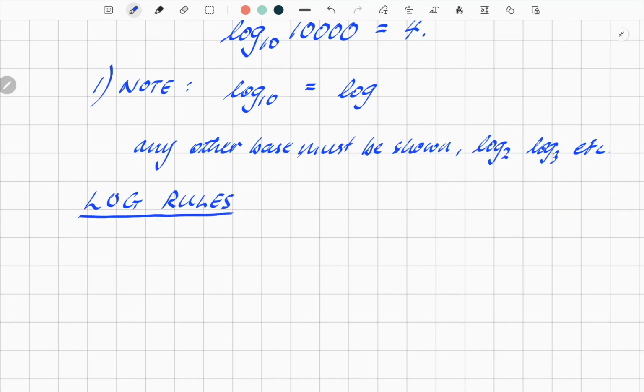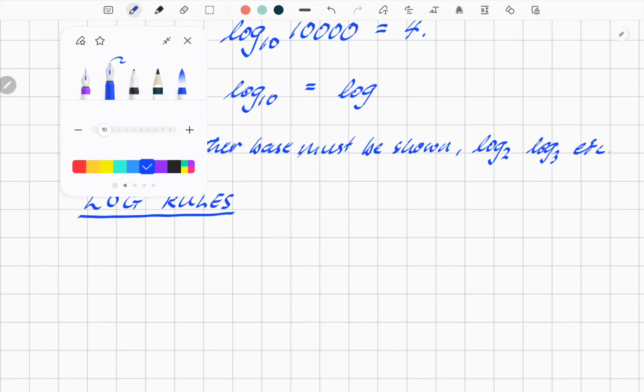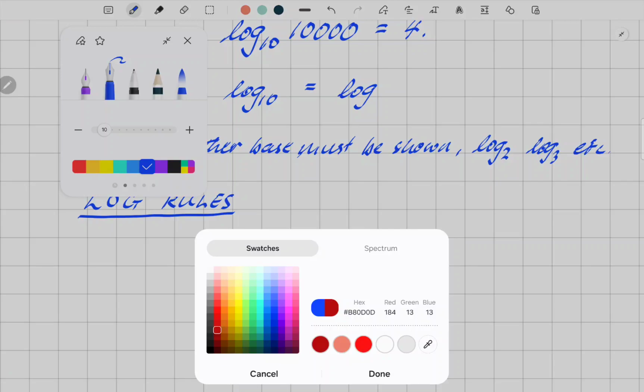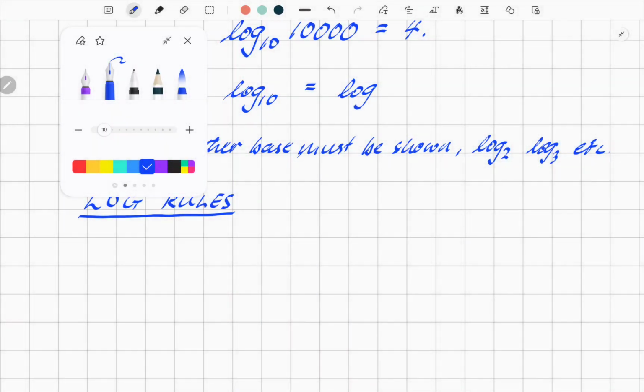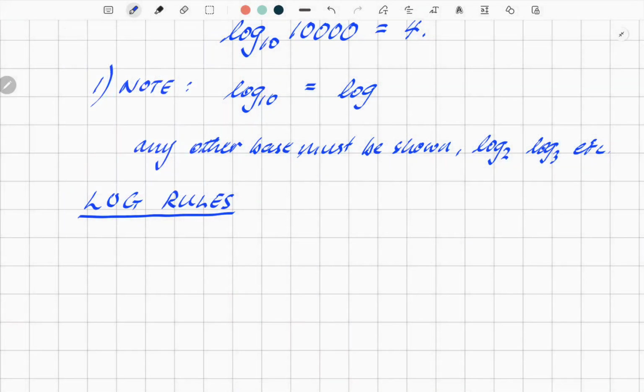How to combine and sort of carry out calculations with them. All right? And these are very important. You don't have to prove them or anything, but you need to know how to manipulate equations or expressions with different logs in them. All right. Okay, first one.